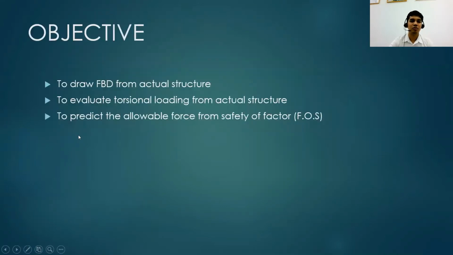Okay, the first objective is to draw the free body diagram from the actual structure. Second, to evaluate torsional loading from the actual structure. And the last, to predict the available force from the factor of safety, FOS.